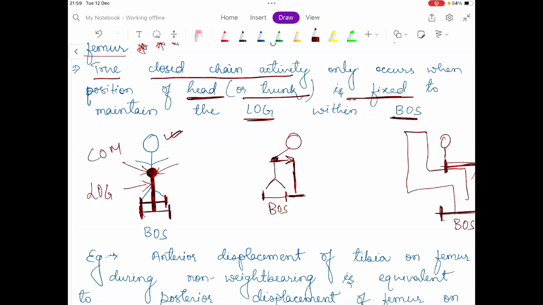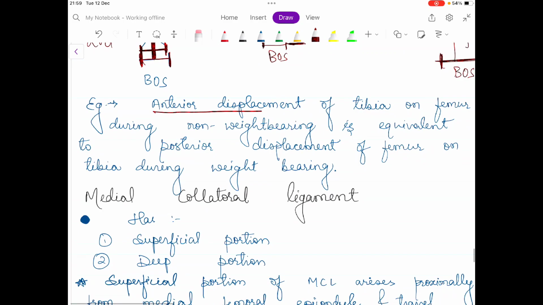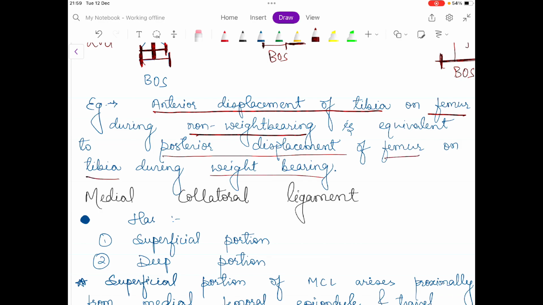So true closed chain activity can only occur when the position of head or trunk is fixed to maintain the line of gravity within the base of support. So the line of gravity must always be within the base of support. Keep that in mind. For example, anterior displacement of the tibia on femur during non-weight bearing is the same as posterior displacement of the femur on the tibia during weight bearing. This is just equivalent to each other. So I have talked it through with a little bit of example.